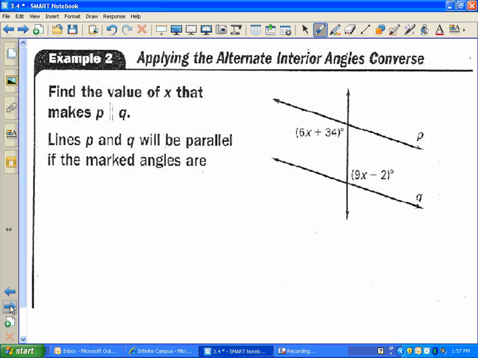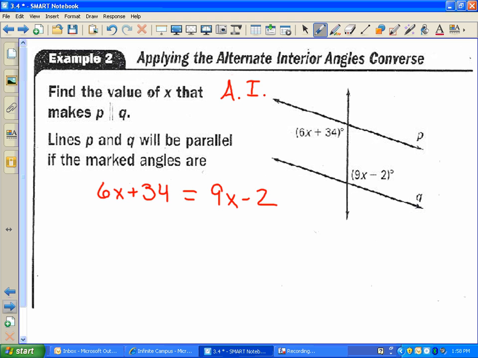All right, find the value of x that makes P parallel to Q. Remember, in order for them to be parallel, the lines have to be what? These are what type of lines? Cross the transversal on the inside. Anybody remember what these are called? Alternate what? Interior. So these are alternate interior angles. And in order for our alternate interior angles to prove that these lines are parallel, they have to be equal. So if they're equal, I set them equal to each other.